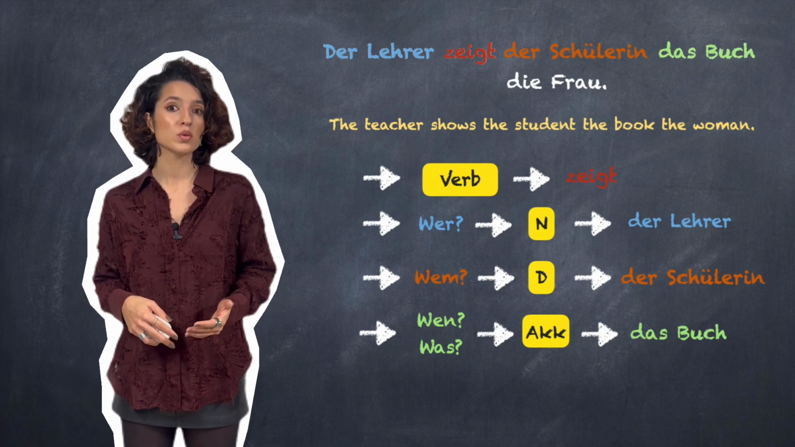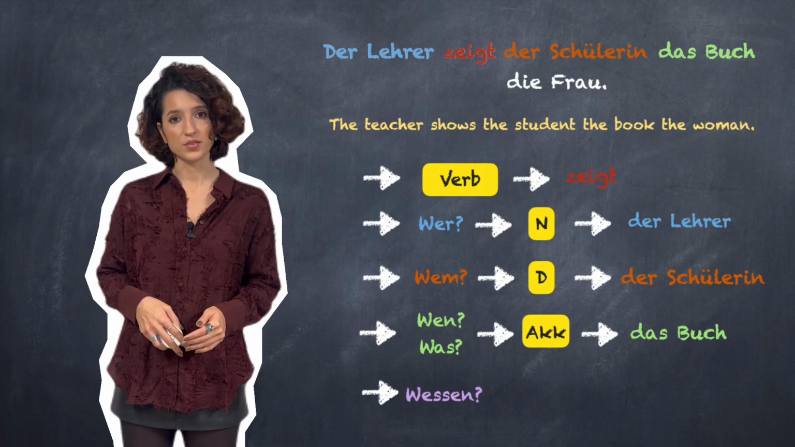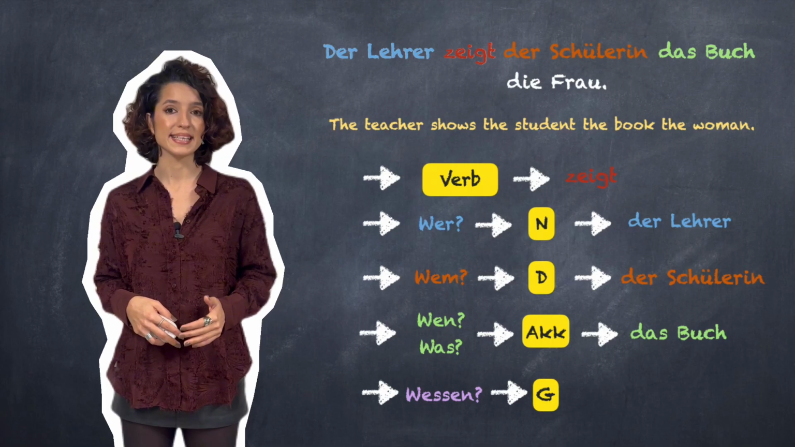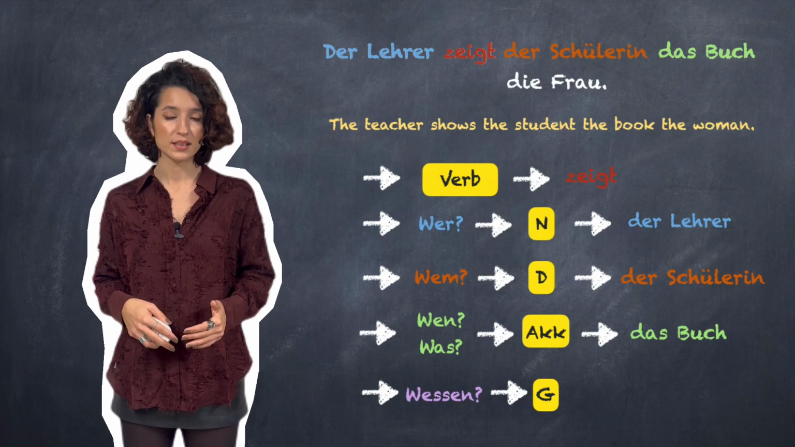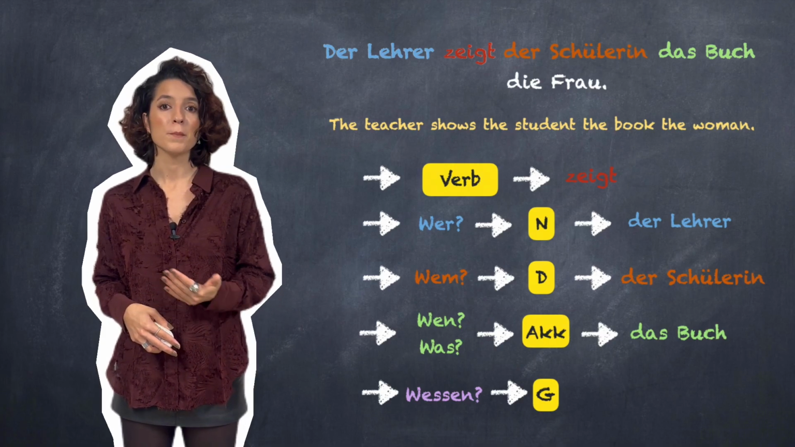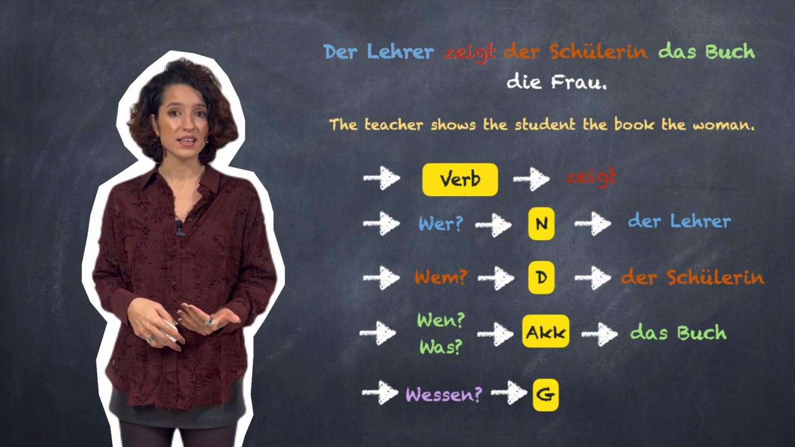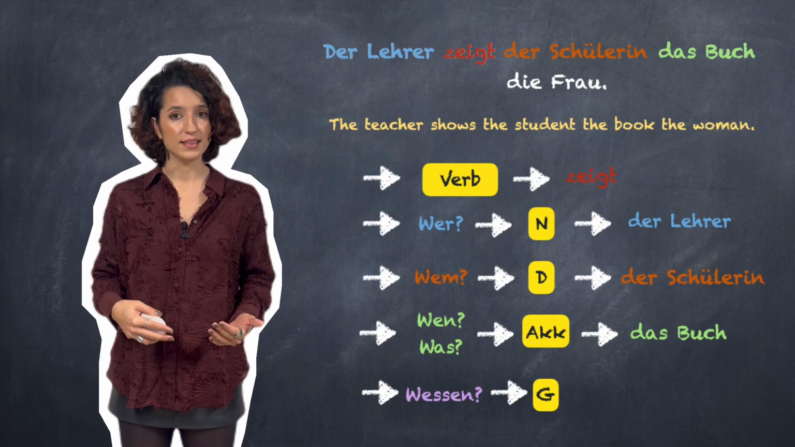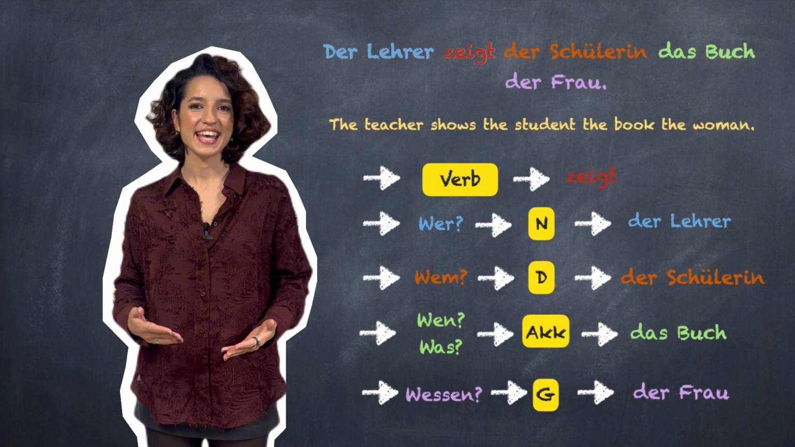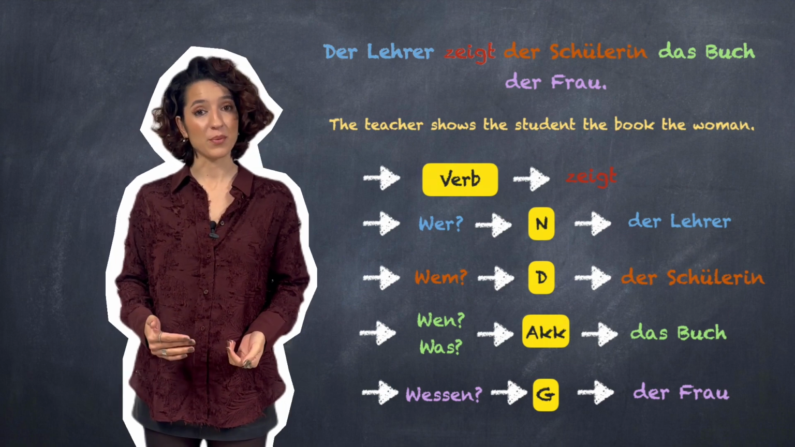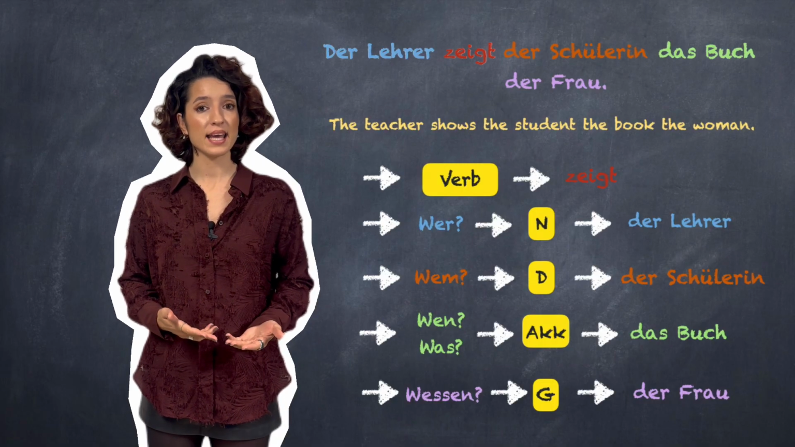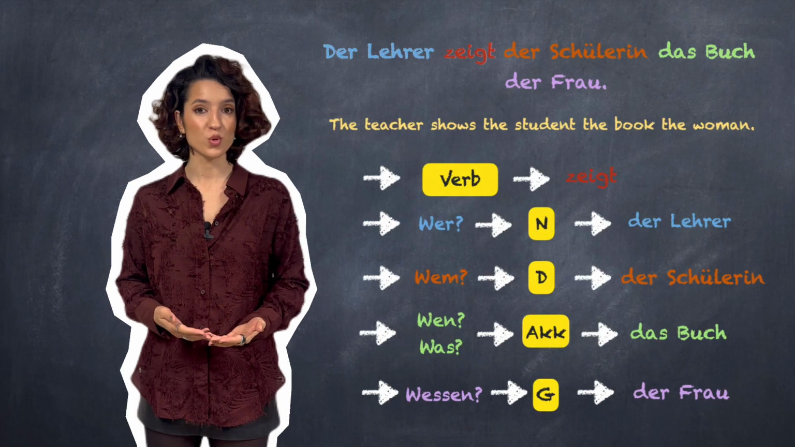And the last question could be wessen, which is the genitive. And the question would sound wessen Buch ist das? Which book is it? And we know that the answer will be die Frau, but die is not die in the genitive case, it's der. So we change die Frau to der Frau. And this is how you analyze a sentence step by step. The correct sentence will be in the end, der Lehrer zeigt der Schülerin das Buch der Frau.